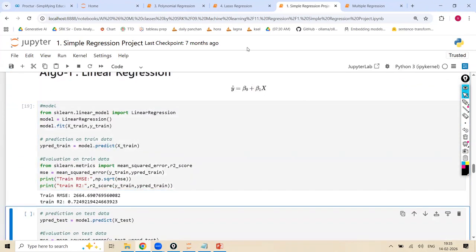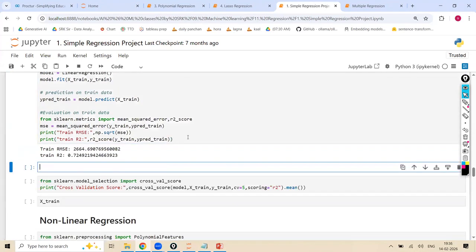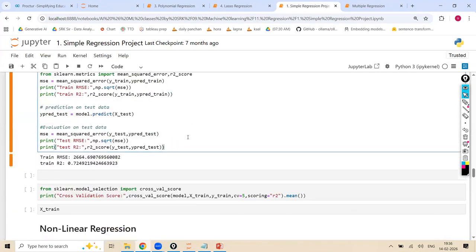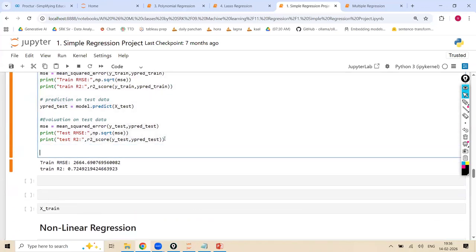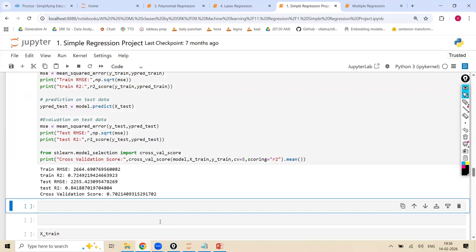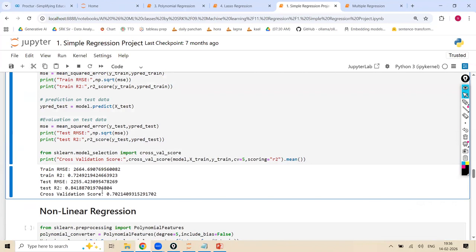Now, first, this is my train R square. RMS is not required. Train R square, test R square, and CV, everything I'm going to bring into a single cell, instead of three different cells. Why three different cells? I'm trying to bring it into a single one. And you will have the train R square, test R square, and CV score.